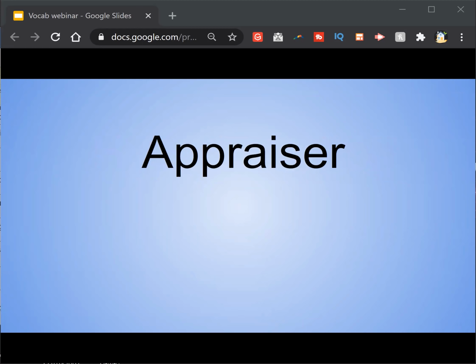So let's go to the next one. An appraiser. What is an appraiser? That is someone who is going to give an estimate or an opinion of value on a piece of property, through analysis. So an appraiser is just that: someone who is just going to give an opinion of value on a property.